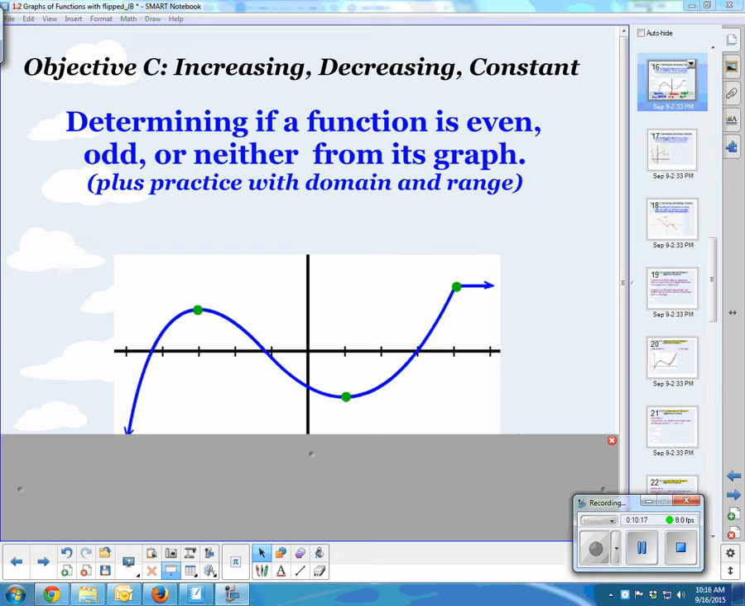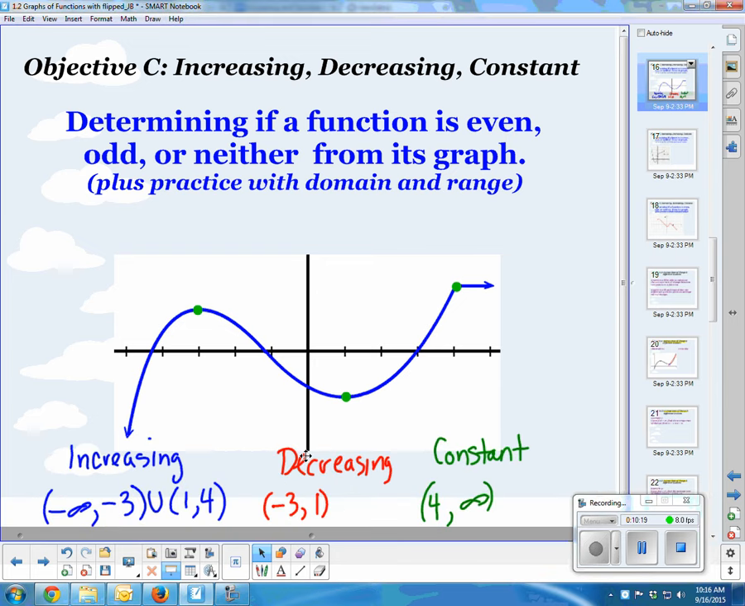So here's the big reveal. From left to right, from negative infinity to -3, it's increasing. So I'll trace that for you. Down here, -3, it's increasing, and then it also is increasing over here from 1 to 4. Decreasing, it's decreasing from -3, so that's -3 about. It's decreasing all the way until 1, and it remains constant on this upper right part over here from 4 to infinity. So that's it.